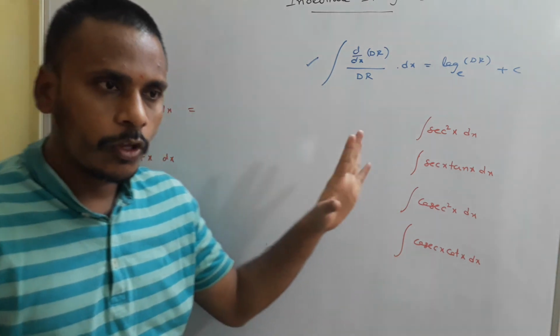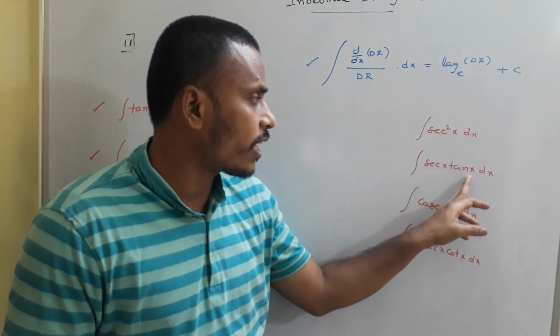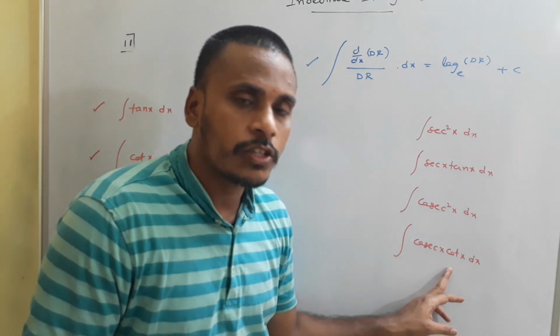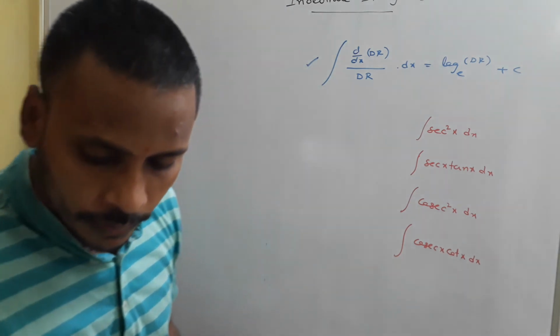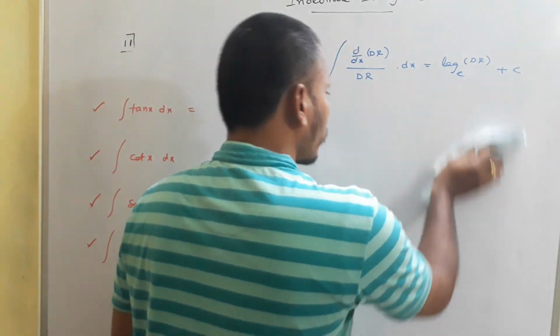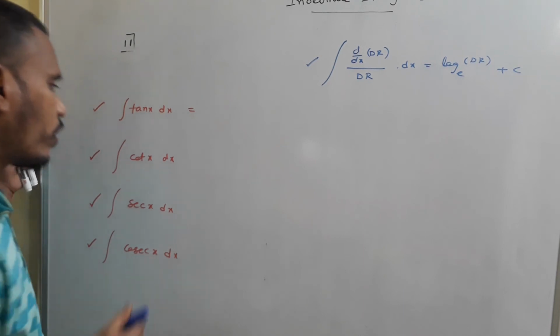We will derive the results, the formulas, for these four using the same trick. The integral of secant square x is tan x, we know it. The integral of secant x into tan x is secant x plus c, this is minus cot x and this is minus cosecant x plus c. We have these four in our formula list. Now we are going to calculate the integral values for these functions.